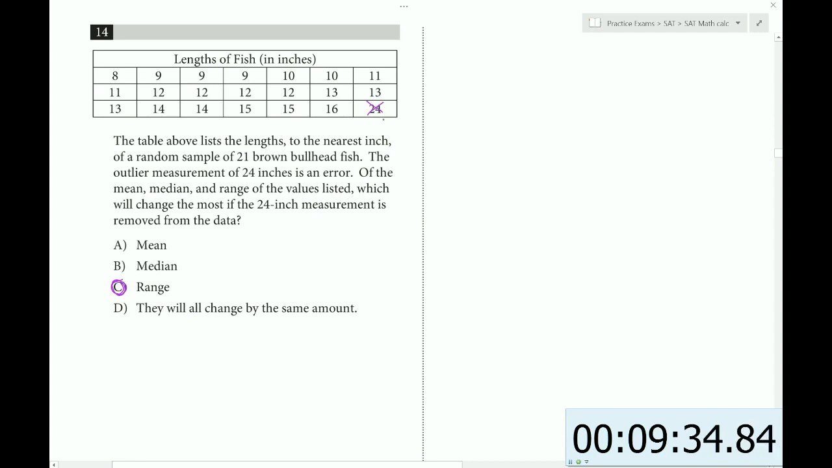Basically, the answer is the range, okay? I'll just give that up right away because to get the range, you have to subtract the largest and the smallest. So the range initially was 16. Now it's going to be 16 minus 8, which is equal to 8. So it changes very dramatically. The change is 8 units, okay? That is a dramatic change.